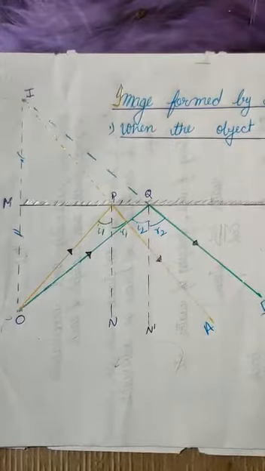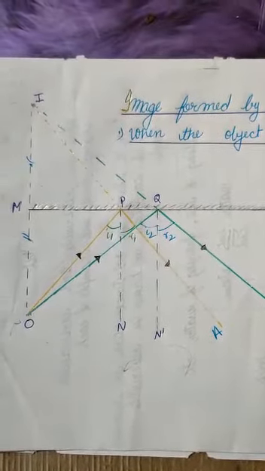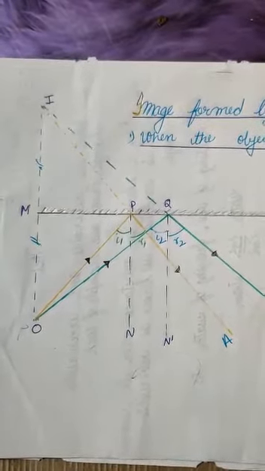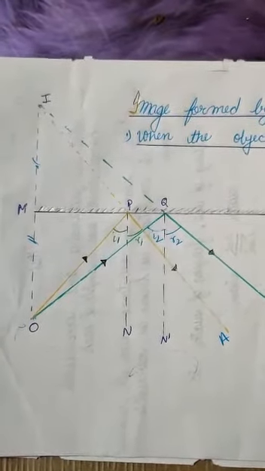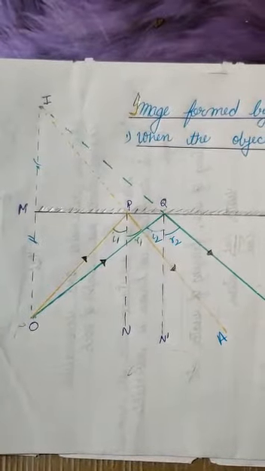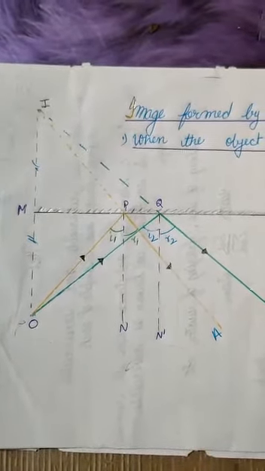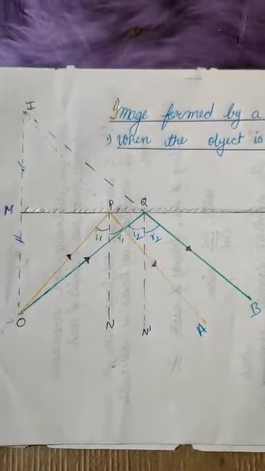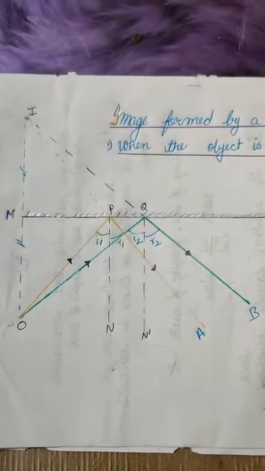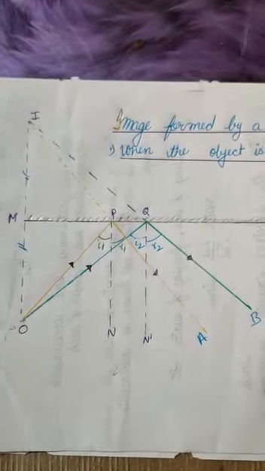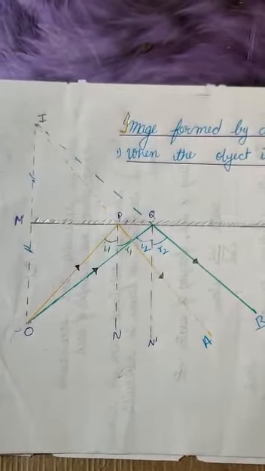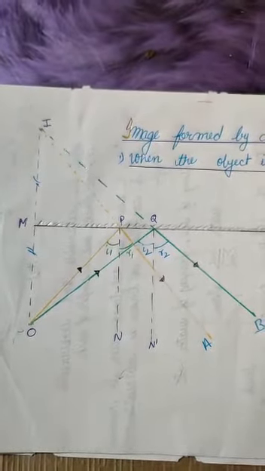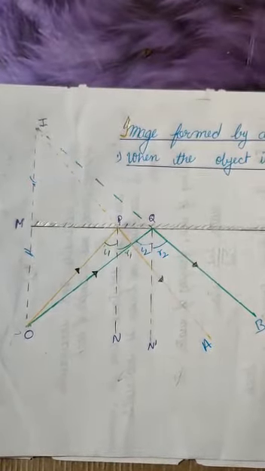Hello children, in previous videos we studied terms related to reflection, in which we studied incidence rays, reflected rays, normal, angle of incidence, angle of reflection, point of incidence, reflecting surface and so on. Now in this video, using these terms, we will discuss how an image is formed by a plane mirror when the object is a point object.